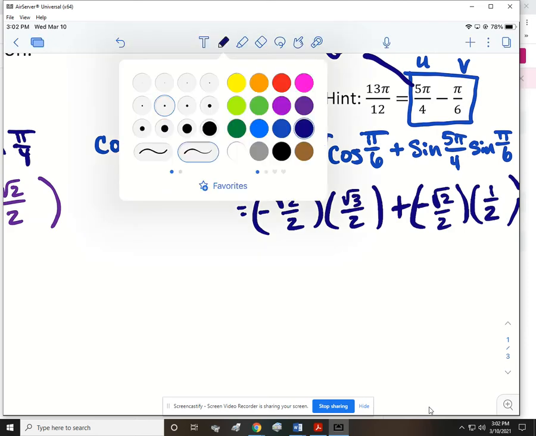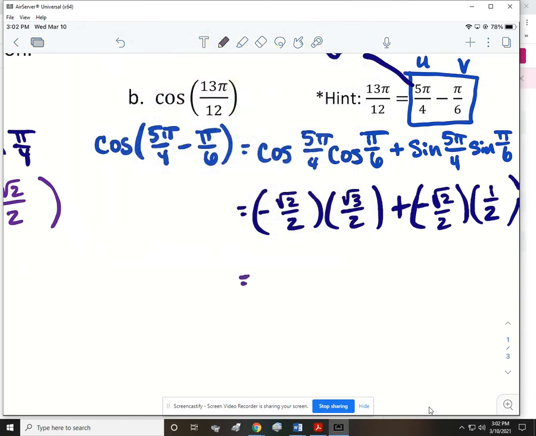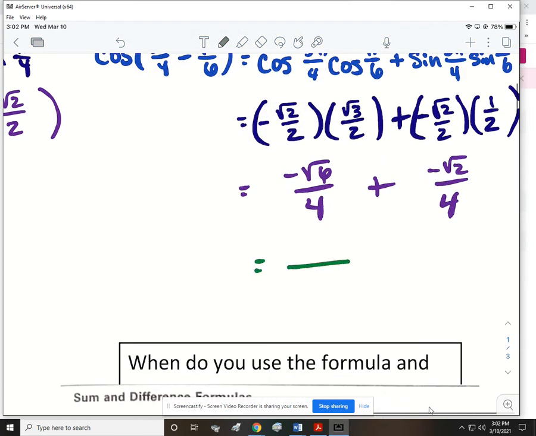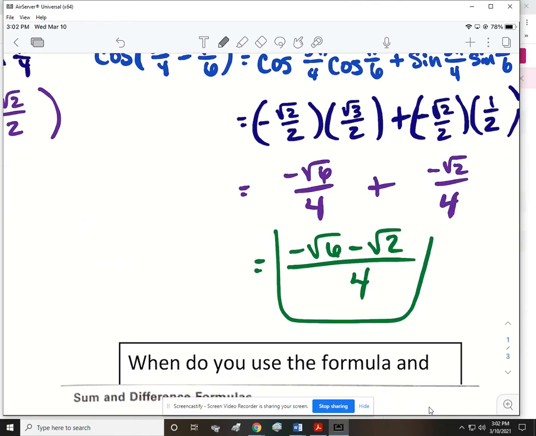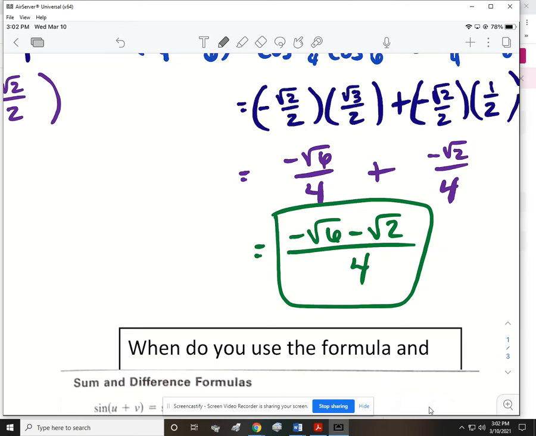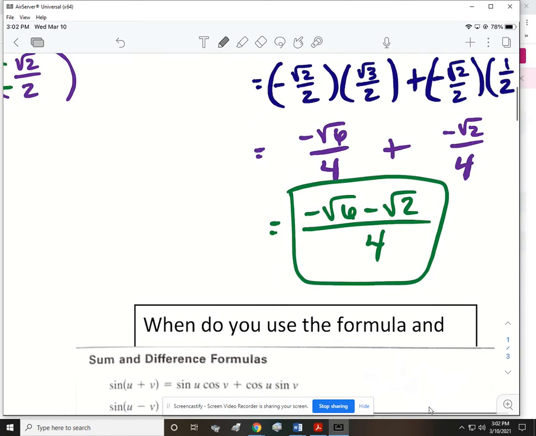All right, and then from here, we are just multiplying these fractions, and then we're going to add them. So we will multiply across the numerator and across the denominator. Multiply across the numerator and across the denominator. We do have a common denominator, which is nice. So that's going to be negative square root of 6 minus square root of 2 over 4. And that's all we can do. We cannot subtract those. I should have mentioned that on the last one. You're going to only add and subtract like radicals. So if we had square root of 2 plus another square root of 2, we could add them. But these are not like radicals, so we're done.